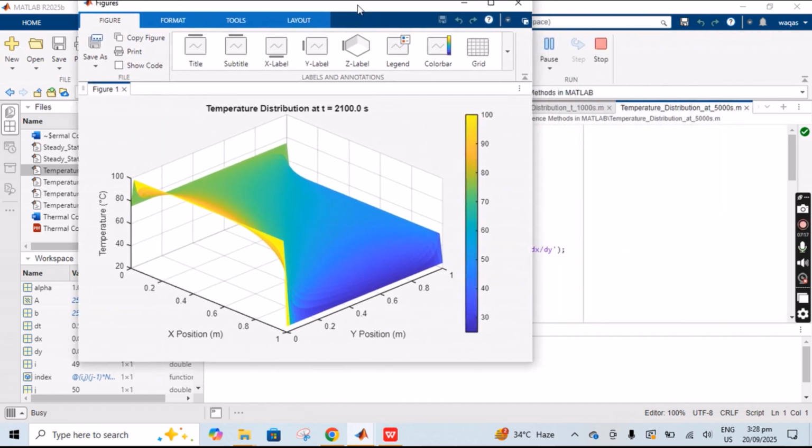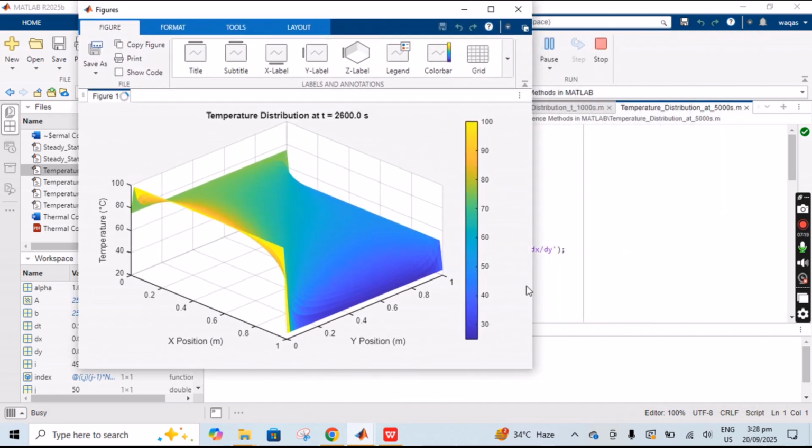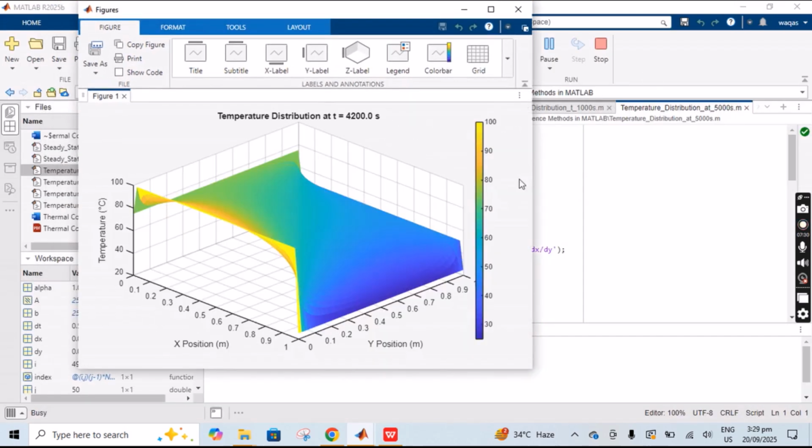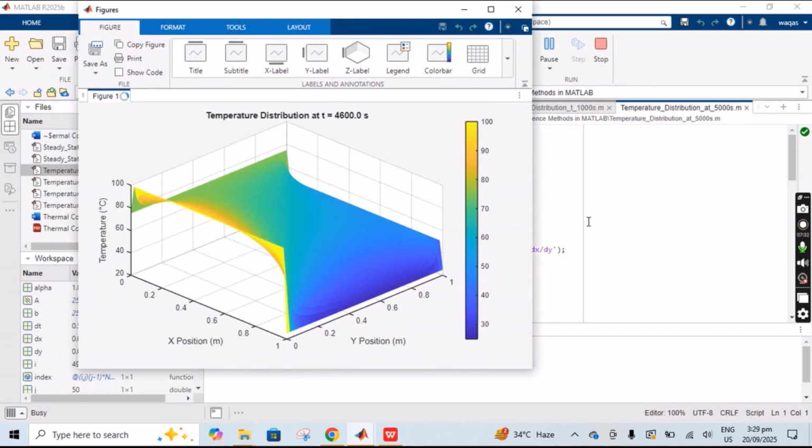Yes. See the temperature distribution with the changes of time. Okay. So this concludes the complete project.